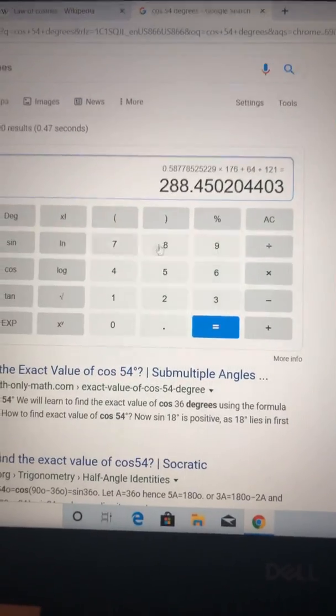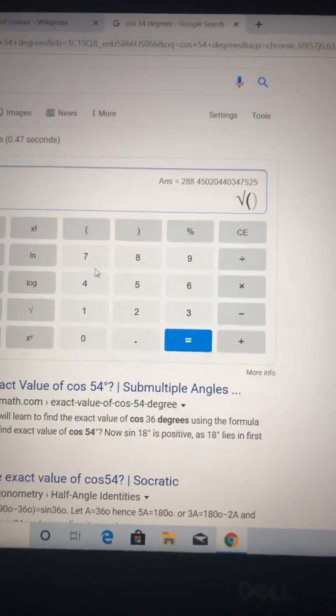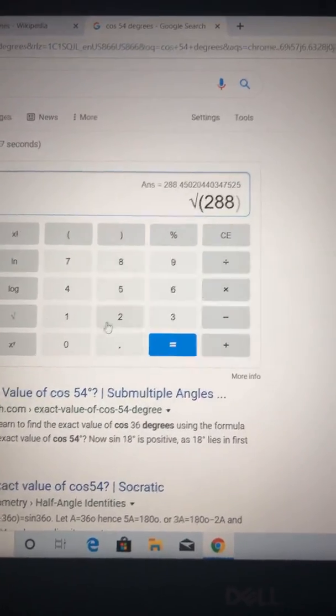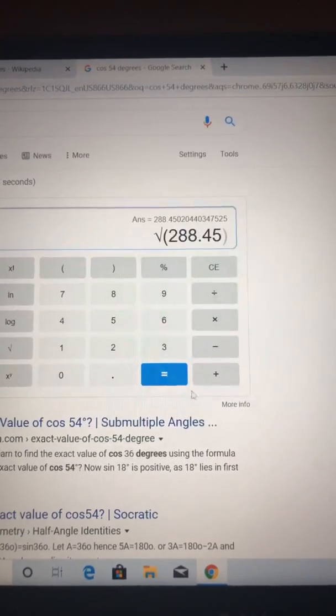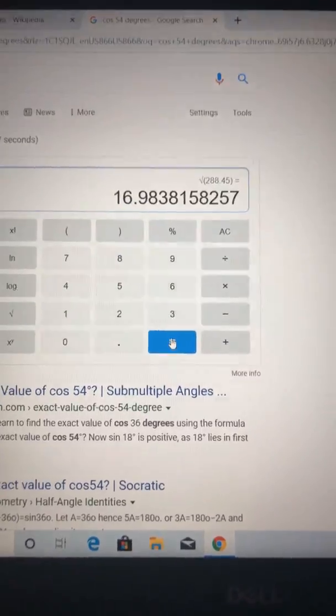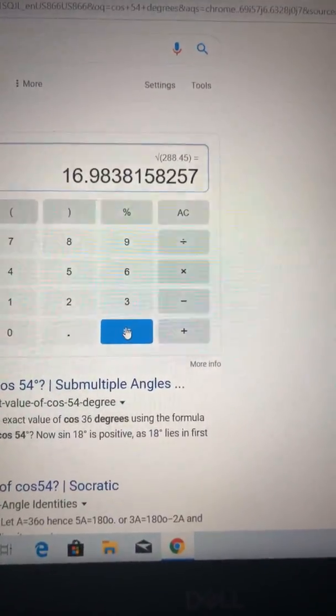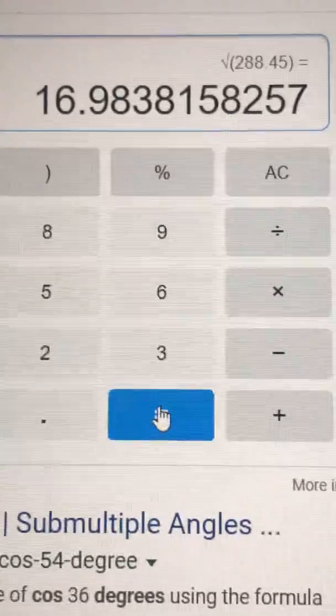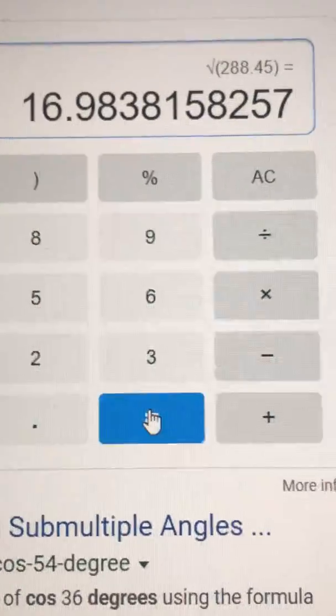So how do you do this? Root 288.45, and here we have it, folks. 16.98 is going to be our answer to this question.